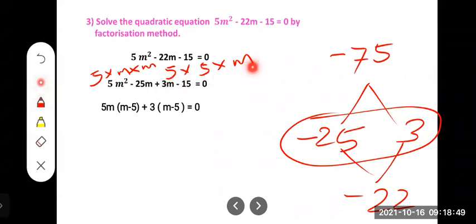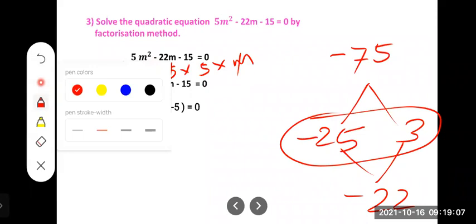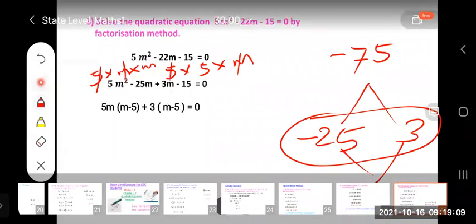5 5s are 25. 25 into m, 25m. Okay, students. Here 5 into m. Now, what is common here? 5 is common. And what else is common? M is common. So 5m you can take outside. So that's why I have taken this 5m common outside.